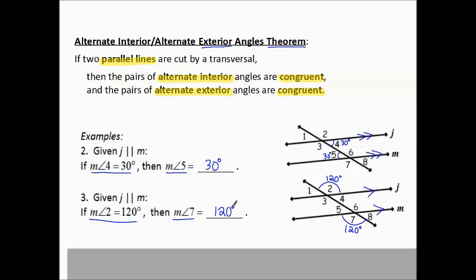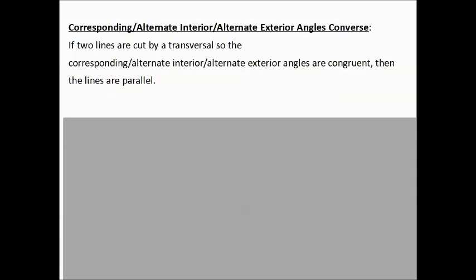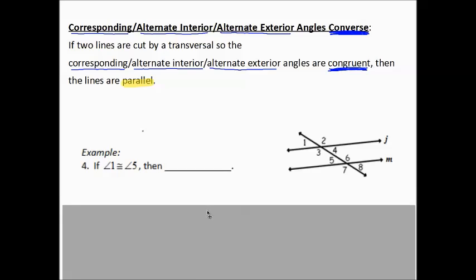Now we can also use these postulates or theorems in reverse, and we'll talk about the corresponding or alternate interior or alternate exterior angles converse. Let's see how the converse is similar. If two lines are cut by a transversal, so the corresponding or alternate interior or alternate exterior angles are congruent, then the lines are parallel. That's the main thing here. If we have these special pairs of angles, the lines will be parallel.